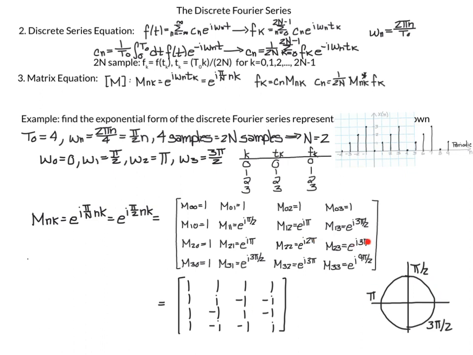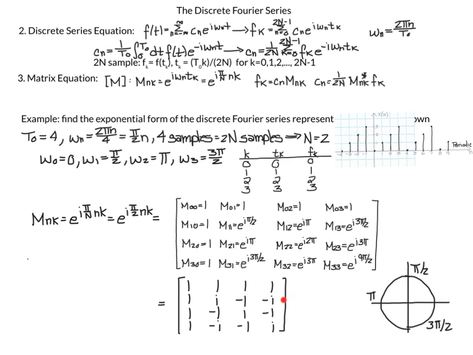e to the i 3 pi, we did that already, right? We come all the way around once, we go around another pi, that gives us negative 1. e to the i 3 pi over 2, I think we did that, that's negative i. e to the i 3 pi, again we come around 2 pi, another pi, that gives us negative 1. e to the i 9 pi over 2, so that's 9 halves. So here we have 1, 2, 3, 4, 5, 6, 7, 8. By the time we come around another half, we're at i.